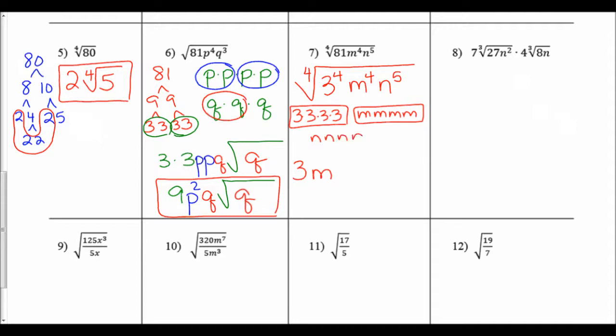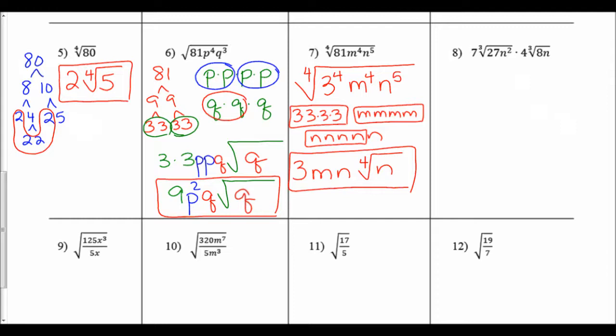And with the n's, I've got 5 n's. I should realize without having to write them all out that if I have 5 n's, I can take 1 n out and I'll still have 1 n left underneath. Remember, this was a 4th root, so I need to be sure to put that 4th root in my index.